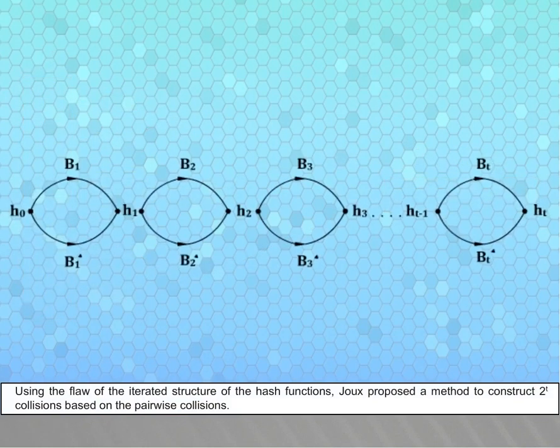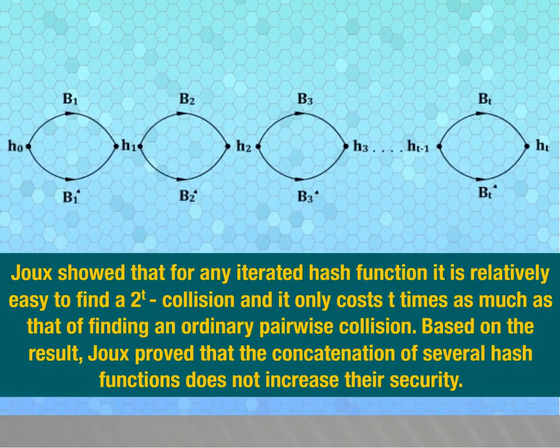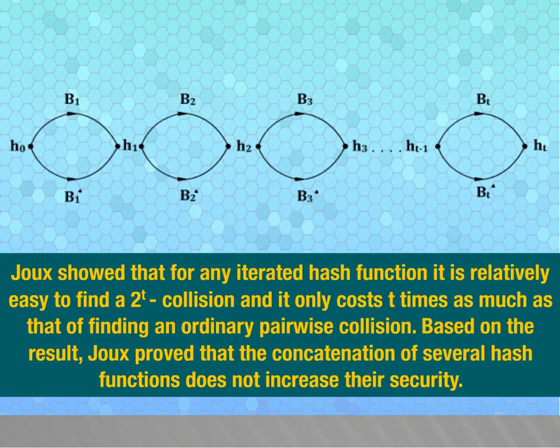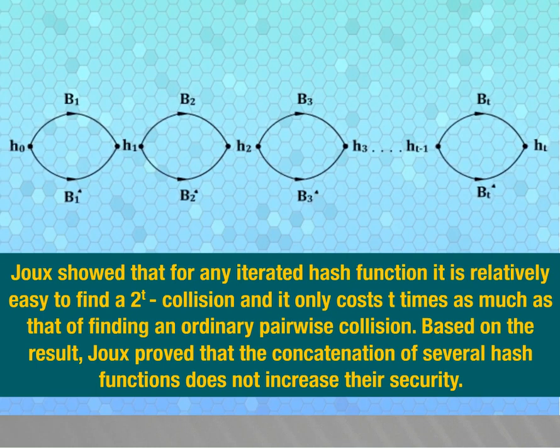Using the flaw of the iterative structure of hash functions, Joux proposed a method to construct 2^t collisions based on pairwise collisions. Joux showed that for any iterated hash function, it is relatively easy to find a 2^t collision, and it only costs t times as much as finding an ordinary pairwise collision. Based on the result, Joux proved that the concatenation of several hash functions does not increase their security.